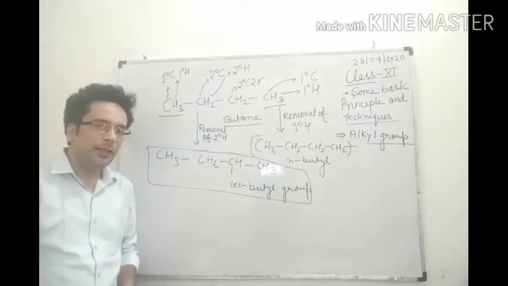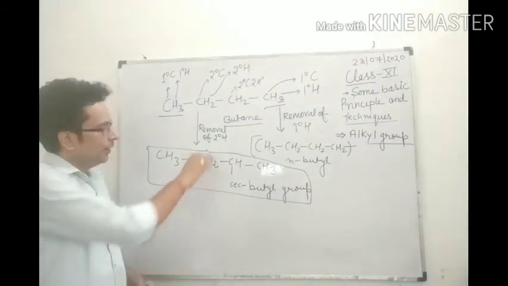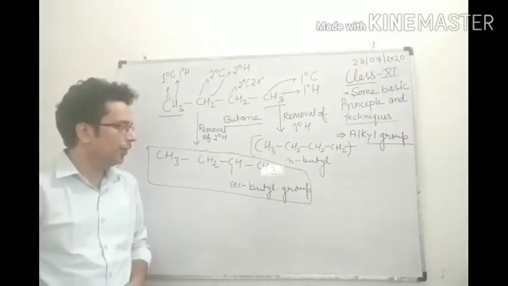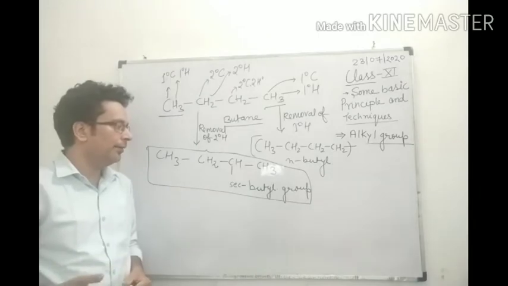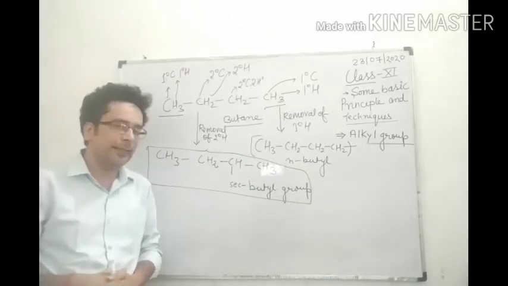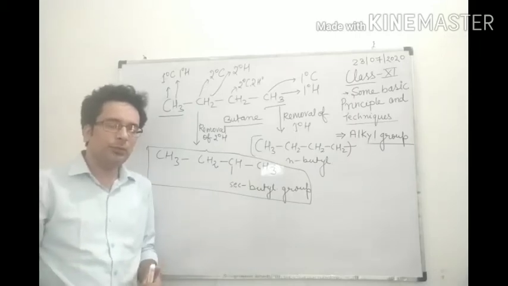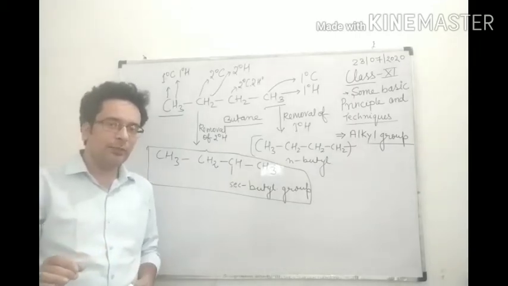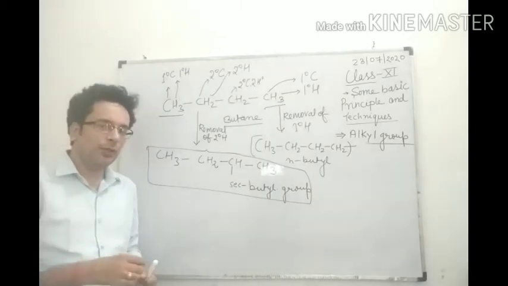Now the last point to discuss. All of you take a screenshot of this also and note it down in your copy. The question asked: why does butane give two types of alkyl group, that is normal butyl and secondary butyl? Simply, what do you mean by secondary butyl group? Secondary butyl group means the hydrogen is removed from the secondary carbon. So take the screenshot and note it down in your copy.